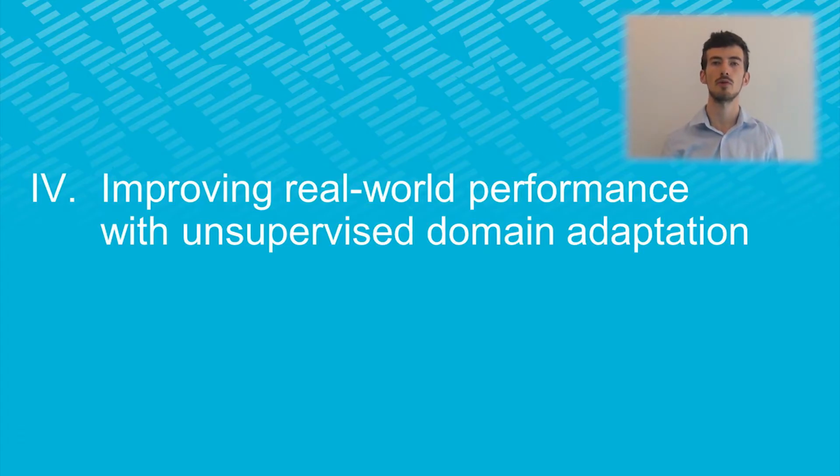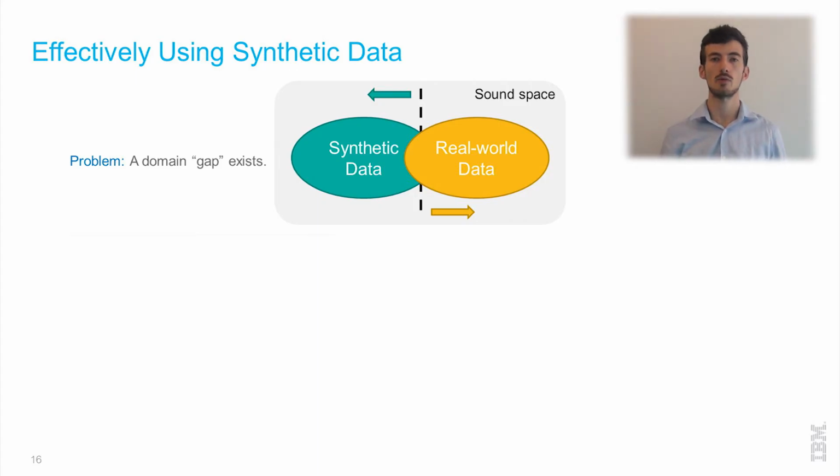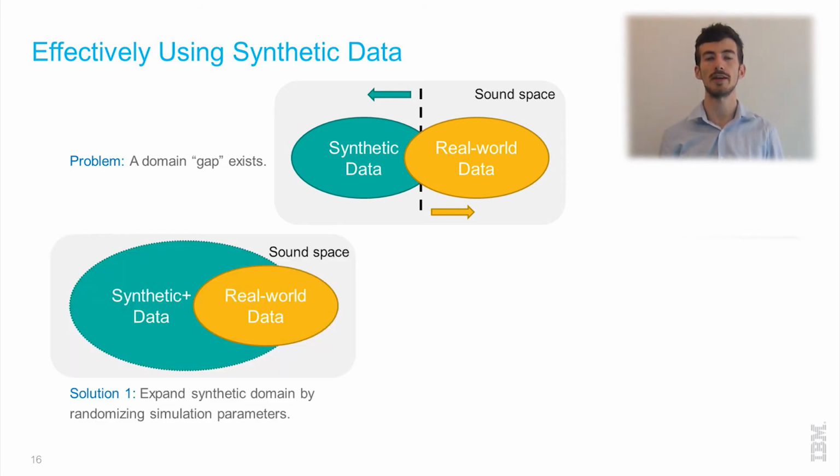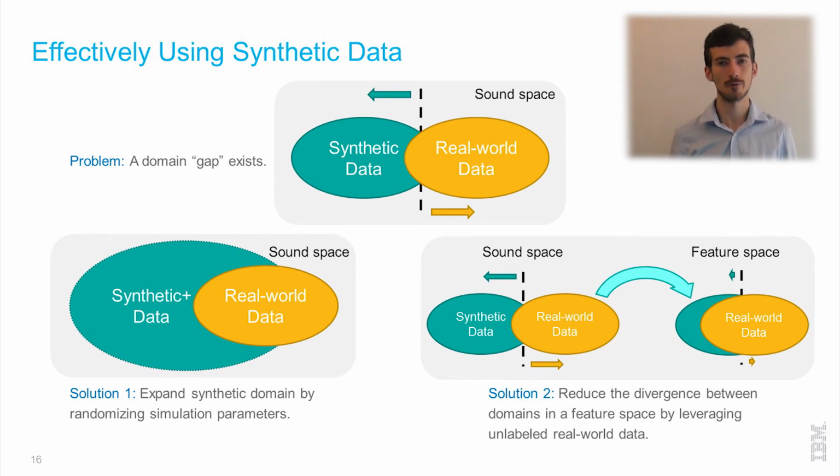First, let's see how we can improve the real-world performance with unsupervised domain adaptation. As we have seen right before, there is a domain gap in the sound space between the synthetic and the real-world data. One solution would be to expand the synthetic domain by either having a more realistic simulator or by randomizing the simulation parameters, such as to cover the real domain. Another solution which proved more successful was to reduce this gap in a feature space instead of the sound space by leveraging unlabeled real-world data. This is the method we will detail next.